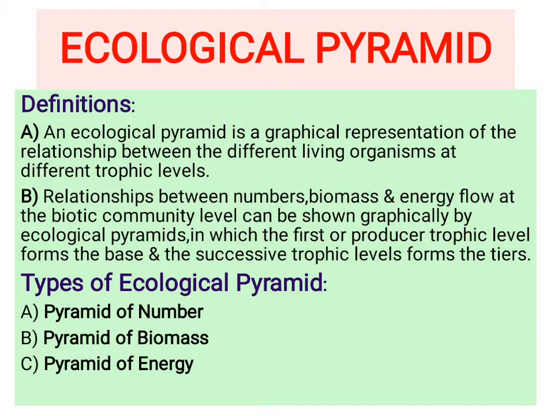ecological pyramids, in which the first or producer trophic level forms the base and the successive trophic levels form the tiers. Ecological pyramids are mainly of three types. Number A, pyramid of number, number B, pyramid of biomass, and number C, pyramid of energy.